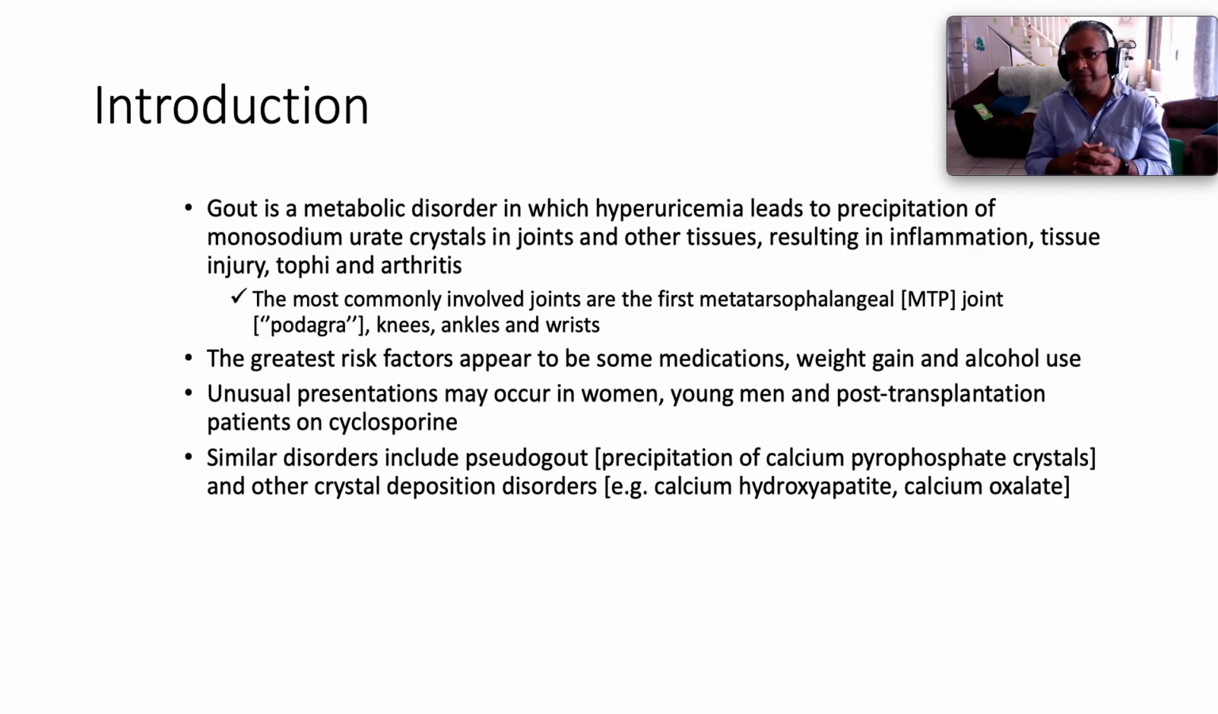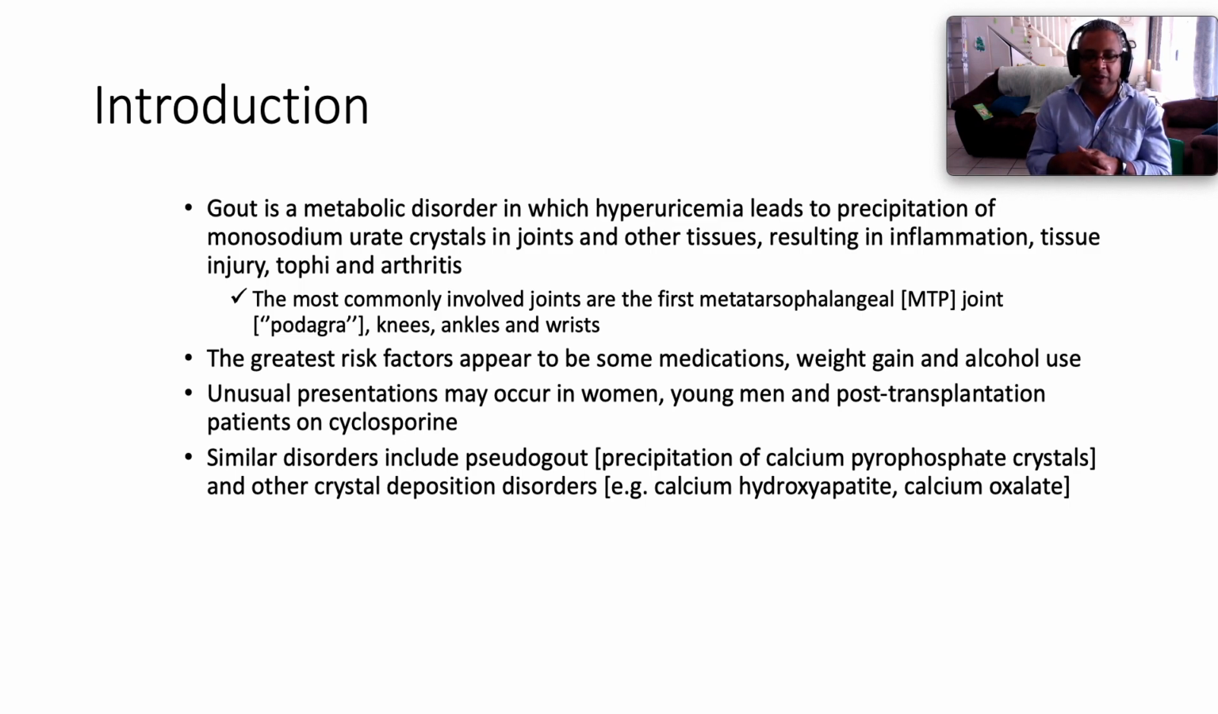Gout has been dubbed the disease of kings because it happens in people who eat a lot of red meat and drink a lot of alcohol, which contributes to purines, which actually underlies the pathology of this crystal formation in the joints. Unusual presentations may occur among women, young men, and post-transplantation patients who are taking cyclosporin.